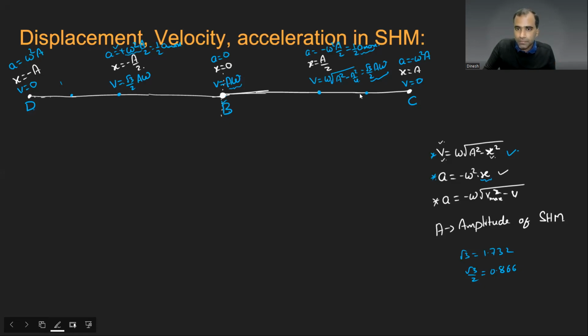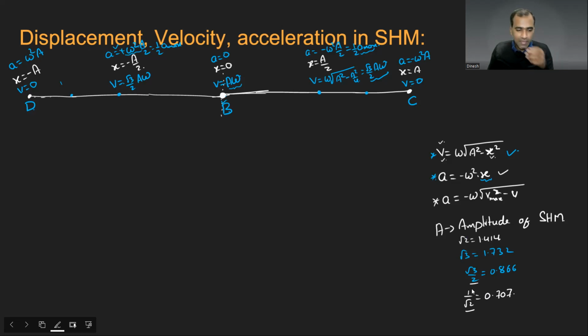Let me take other points as well. 1 by root 2. What is the value of 1 by root 2? Anyone? Root 2 is 1.414. 1 by root 2 is 0.707, correct? You don't need to remember many values. This root 3 by 2, 1 by root 2, these values we'll see a lot. We find them a lot of times. We are going to use them.